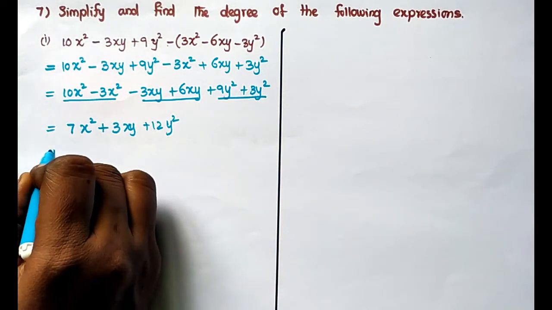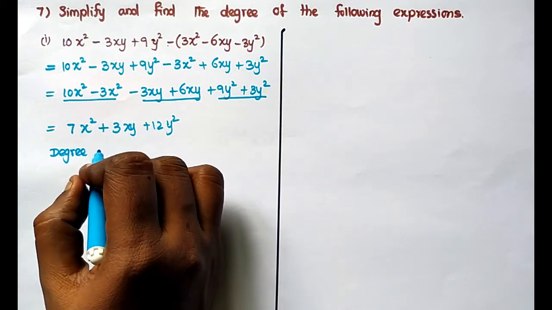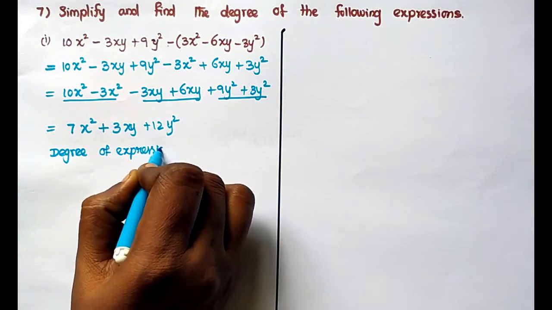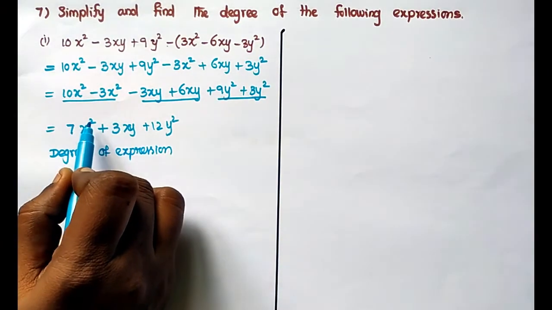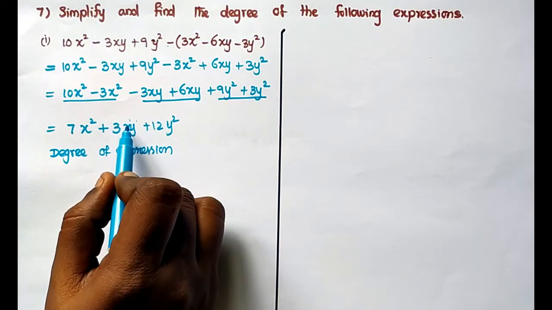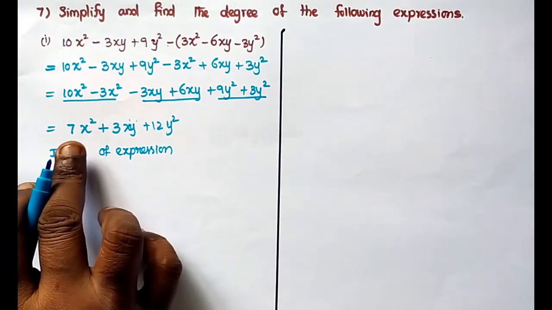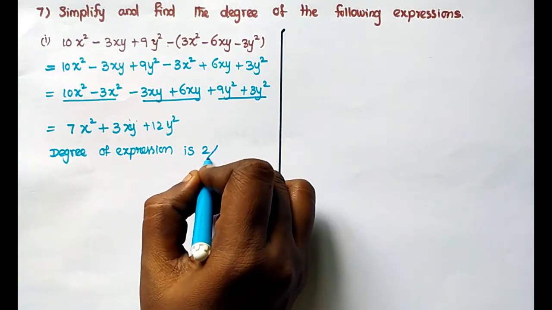Now what is the degree of the expression? That also we want to find out, degree of expression. Listen, the three terms. X squared, here the degree is 2, here xy, 1 plus 1 so here also 2, here also 2. So highest power is 2 only, so degree of expression is 2. That is the answer.